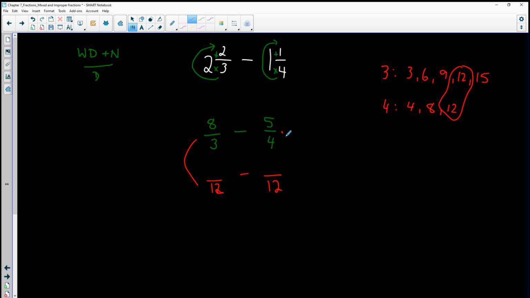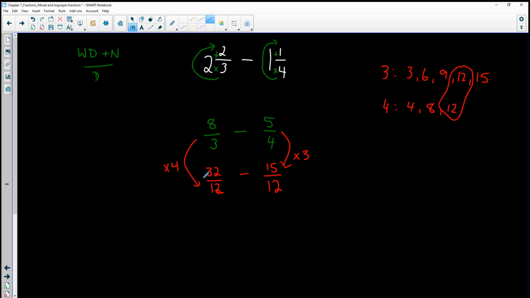So what you have to do is to ask yourself, well, how did I get from the denominator of 3 to the denominator of 12? Well, I would have multiplied by 4. I have to remember that what I do to the bottom, I must do to the top. So 8 multiplied by 4 becomes 32. How did I get from the denominator of 4 to 12? I multiplied by 3. And if I did it to the bottom, I've got to do it to the top, which means that becomes 5 multiplied by 3, which is 15.